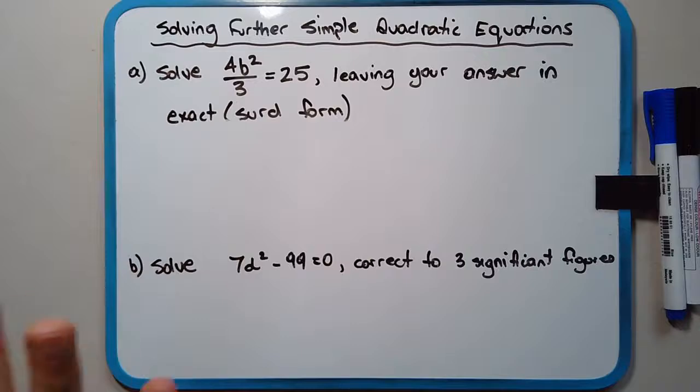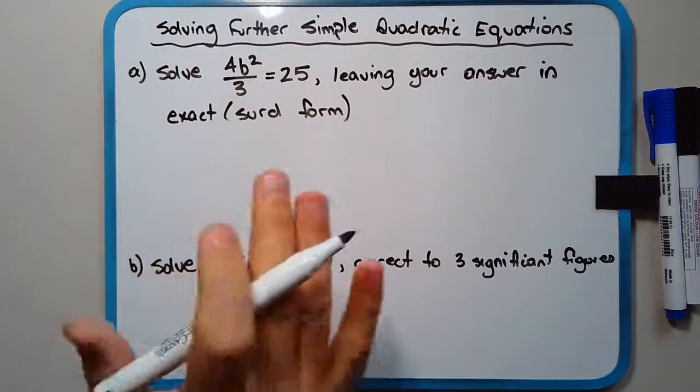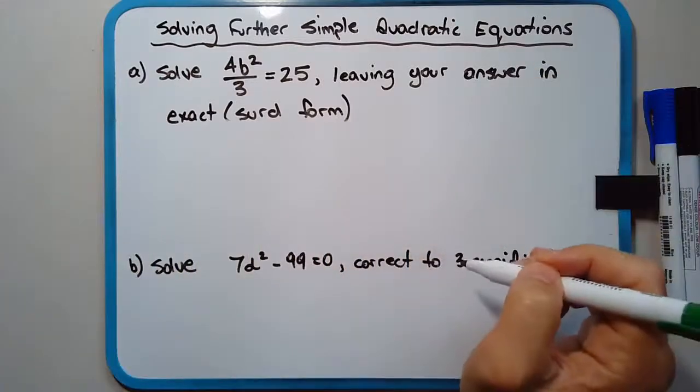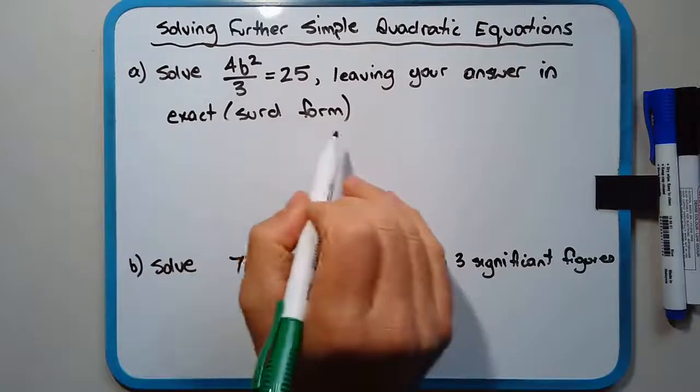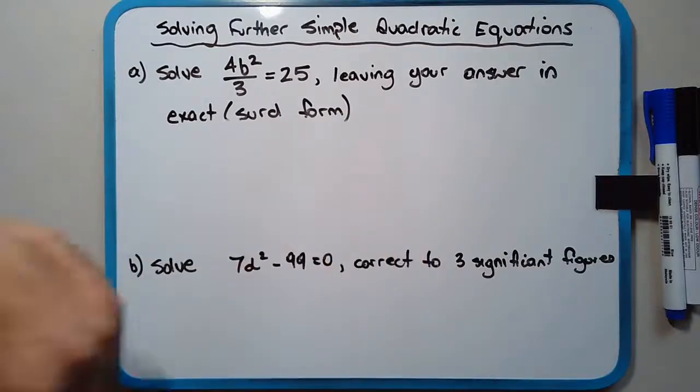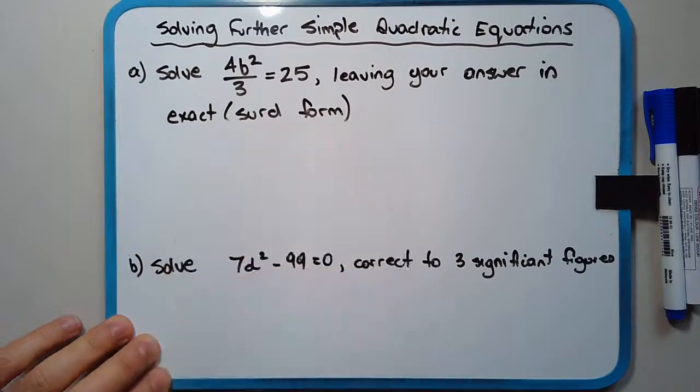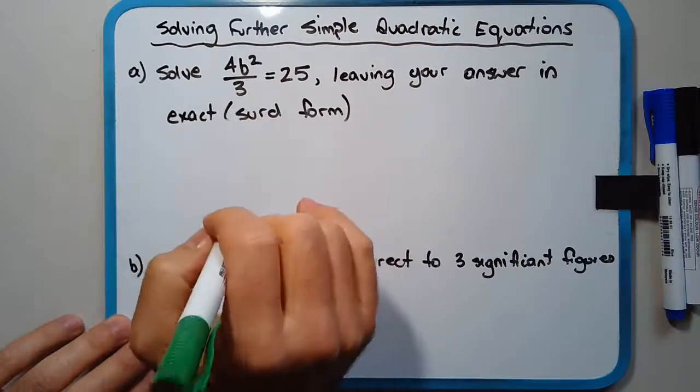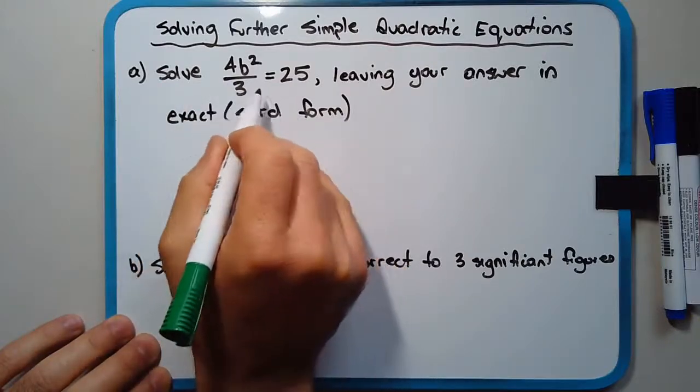Okay. Now, if we're not told, we can leave it in exact form. Generally, though, the question will tell you, but if the question does not tell you in what form to answer, always prefer exact form. But anyway, these two examples tell us which form to answer in. So the first one, 4b squared on 3 equals 25.